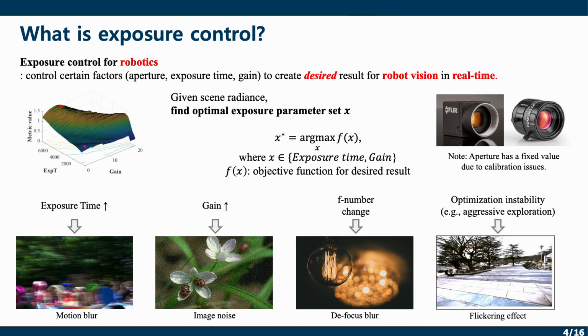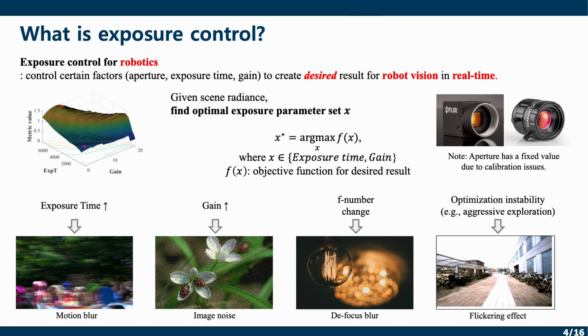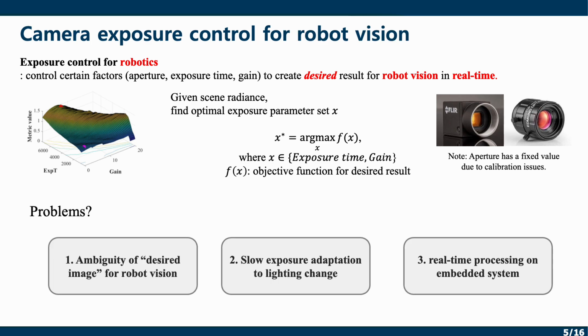For robotics, exposure control is vital for real-time vision tasks. Robots need to adapt quickly to changes in lighting to maintain optimal vision performance. However, challenges include the ambiguity of what constitutes a desired image for robot vision and the need for real-time processing on embedded systems. Given a scene's radiance, finding the optimal exposure parameters involves balancing several competing factors.